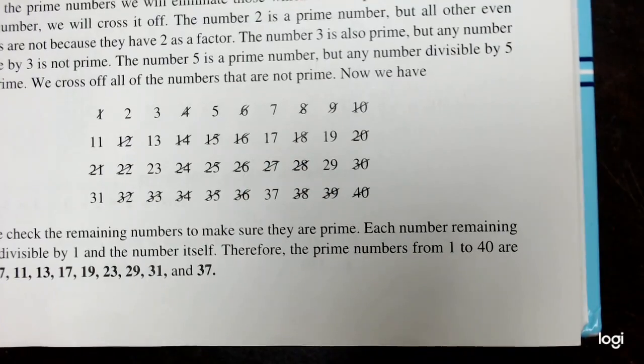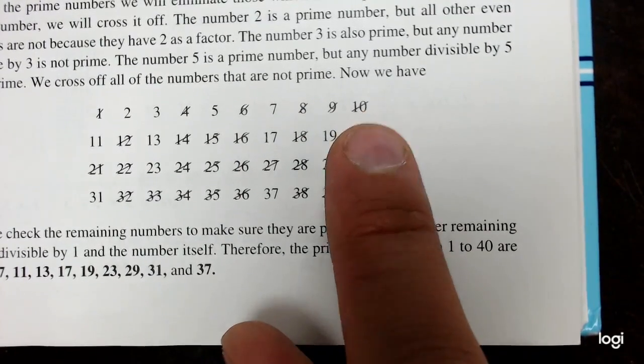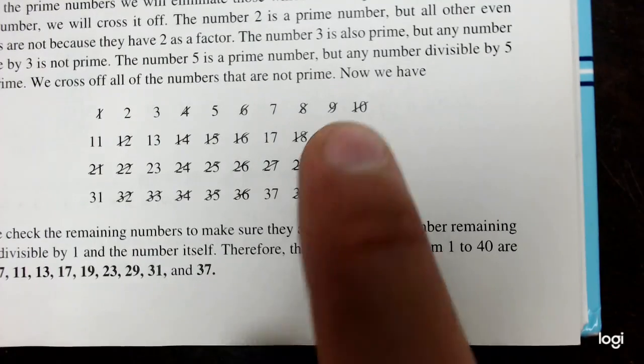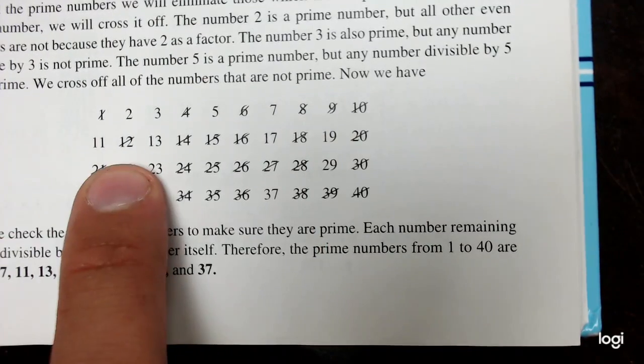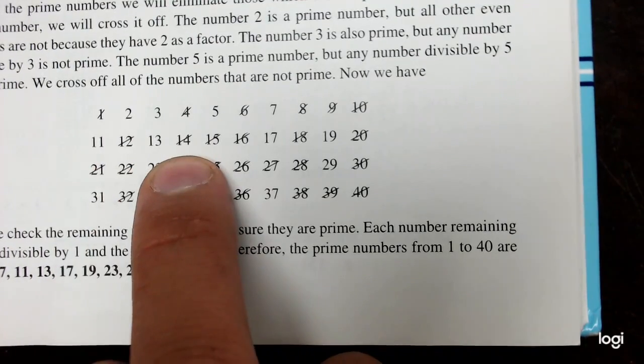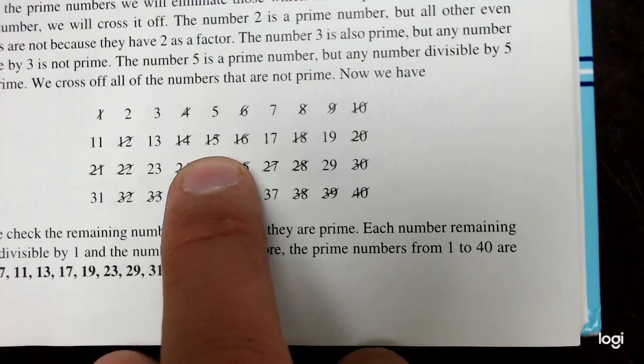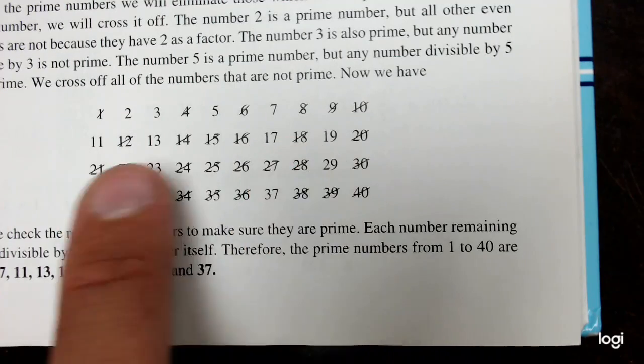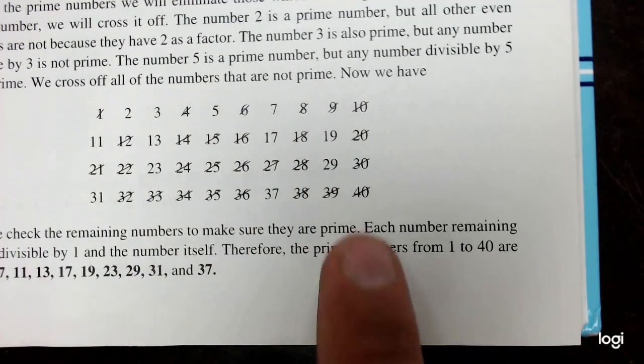8 is divisible by 2, so it cannot be prime. 9 is divisible by 3, cannot be prime. 10 is divisible by 5 and 2, cannot be prime. 11 is prime. 12 can be divided by 3, 4, 2, 6. 13 prime. 14 can be divided by 2 and 7. 15, 3, 5. So you can see how we go through, we use our quick divisibility rules to find out whether or not a number is prime.